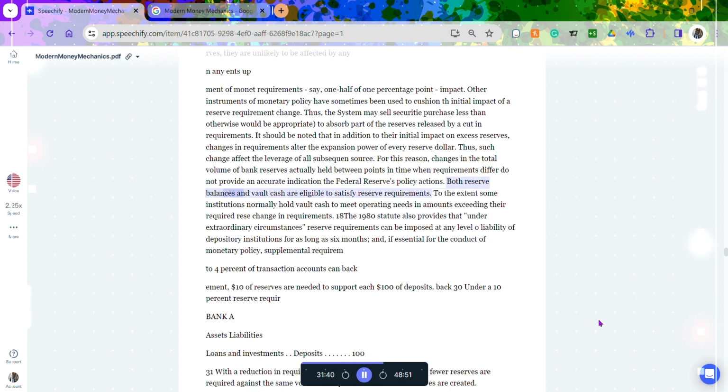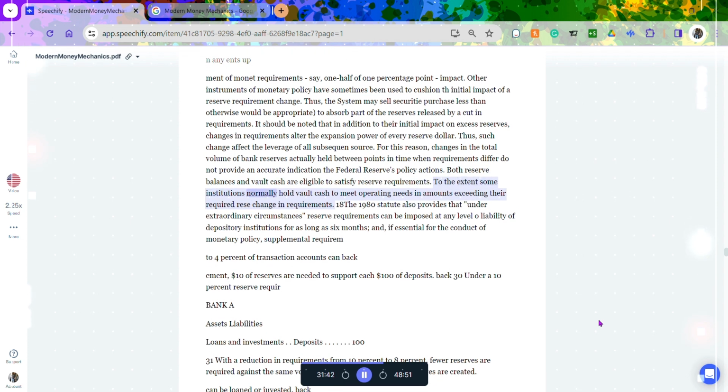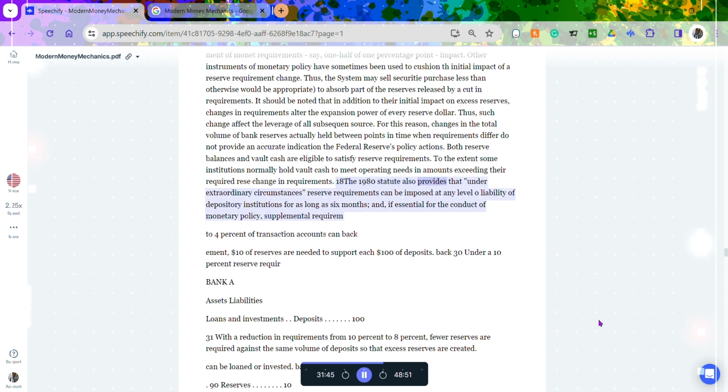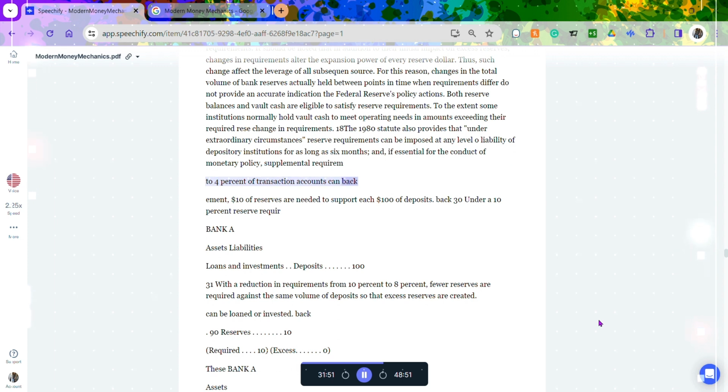Both reserve balances and vault cash are eligible to satisfy reserve requirements. To the extent some institutions normally hold vault cash to meet operating needs in amounts exceeding their required reserves, they are unaffected by changes in requirements. The 1980 statute also provides that under extraordinary circumstances reserve requirements can be imposed at any level on any liability of depository institutions for as long as 6 months, and, if essential for the conduct of monetary policy, a supplemental requirement of up to 4% of transaction accounts can be imposed.